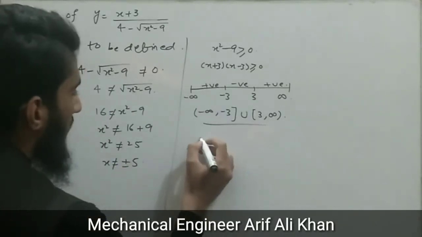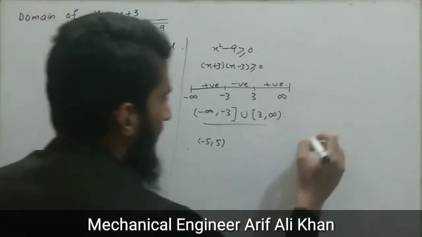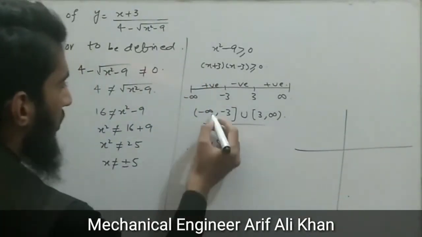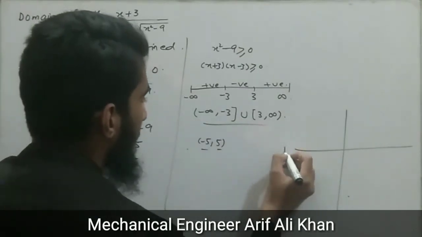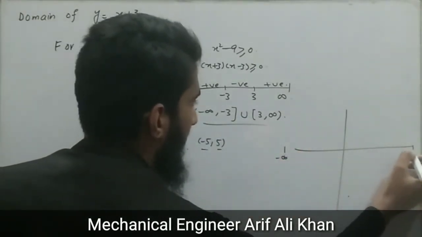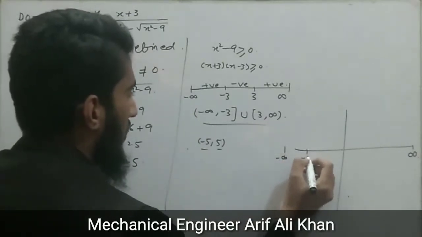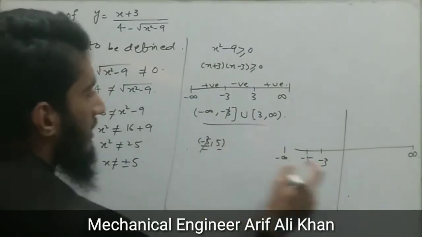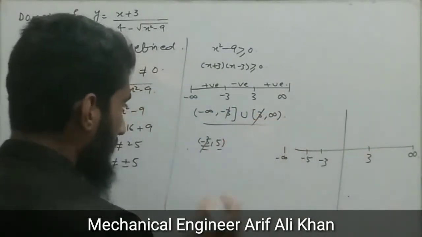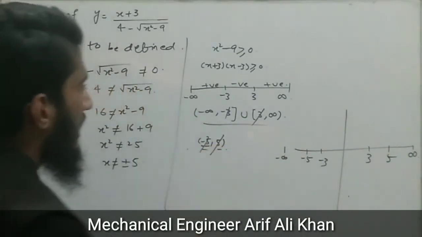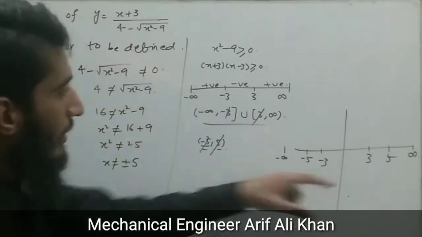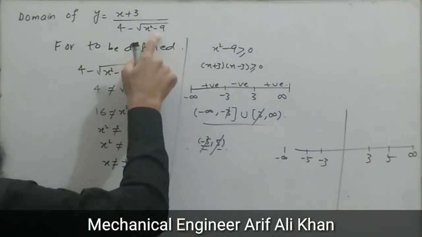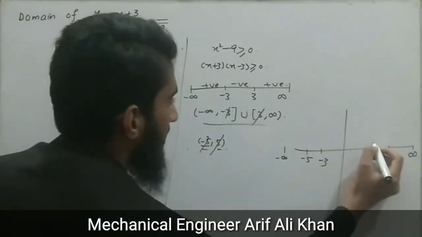And this solution, over here we have negative 5 to 5. So now we will plot the solution on the number line. Over here we have negative infinity, over here positive infinity. After this we have negative 5, then negative 3, then positive 3, and then 5. Let's suppose I take a value between 3 and 5, say 4. It will give us a valid answer, a positive solution.